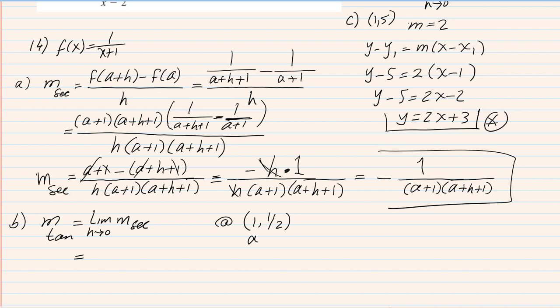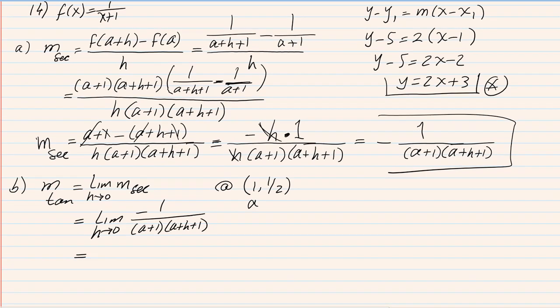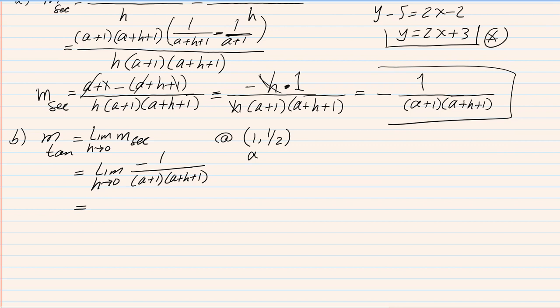So if I take the limit now, the limit as h goes to 0 of negative 1 over a plus 1, a plus h plus 1. So we're going to do two things. We're going to plug in 0 for h, and we're going to plug in 1 for a. But let me find this limit. And this is now the slope of a tangent line at any point. The one in part A gives you the slope of a secant at any point, and this is the slope of a tangent at any point.